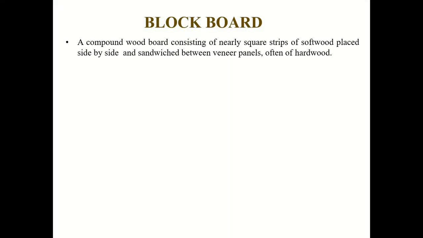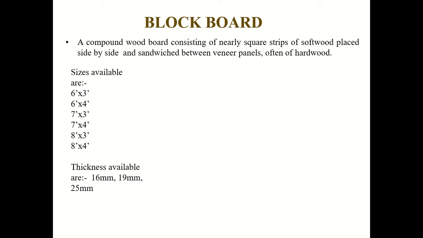Next we have blockboard. Blockboard is a compound wood board, which means it is a combination of softwood and veneer. What we generally do is take square strips of softwood and place them side by side, and they are sandwiched in between with veneer panels. So it will be a softwood, a veneer, then a softwood, a veneer. Layer by layer, we compress them together to form a block board.